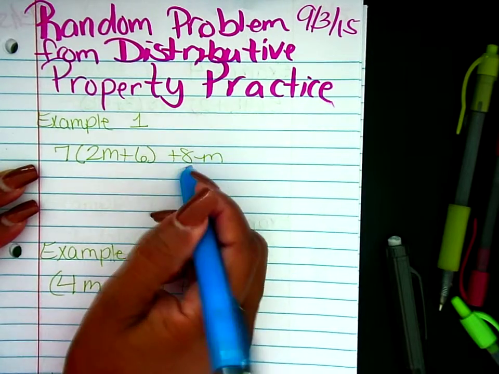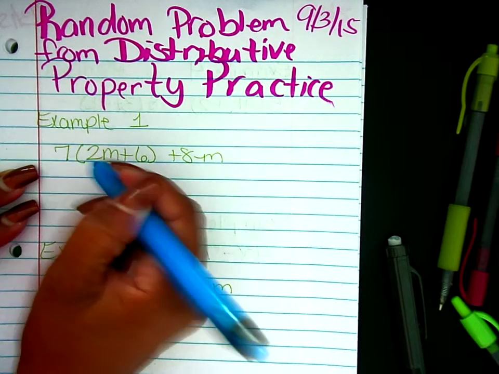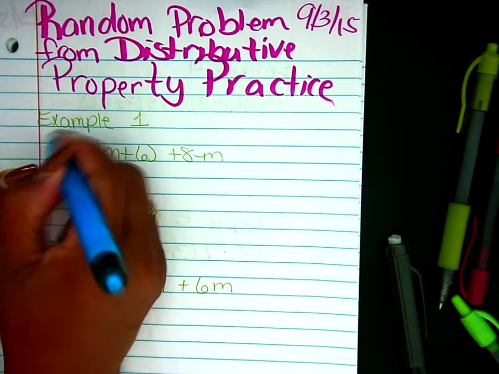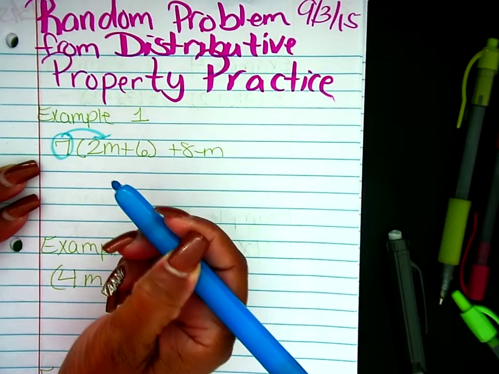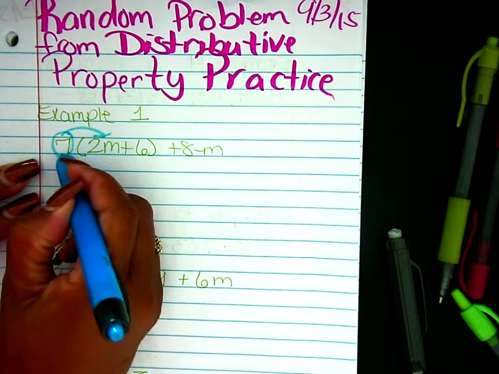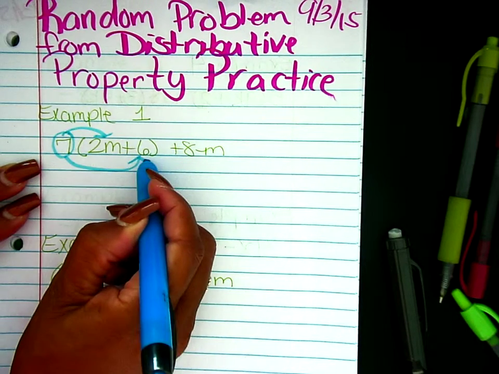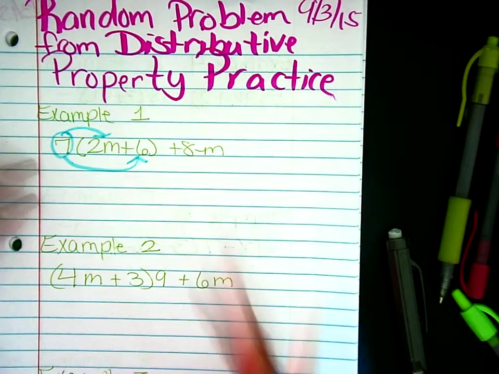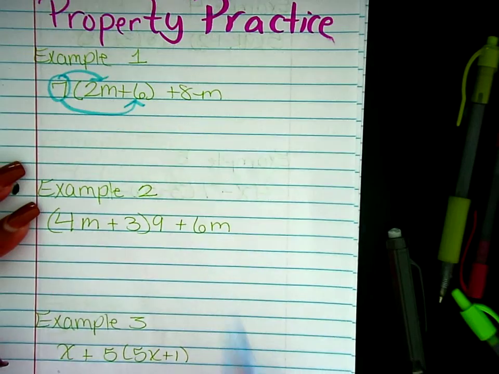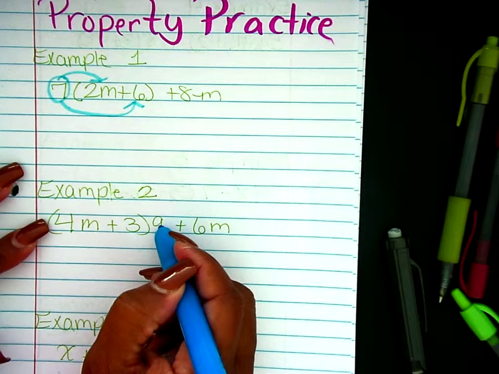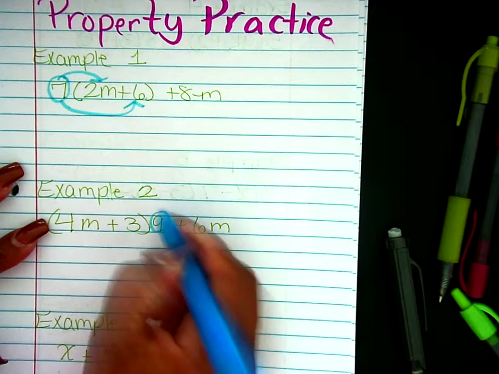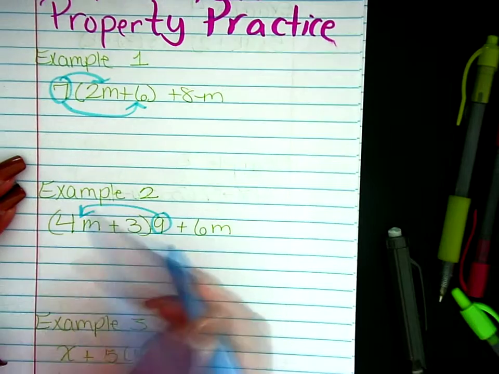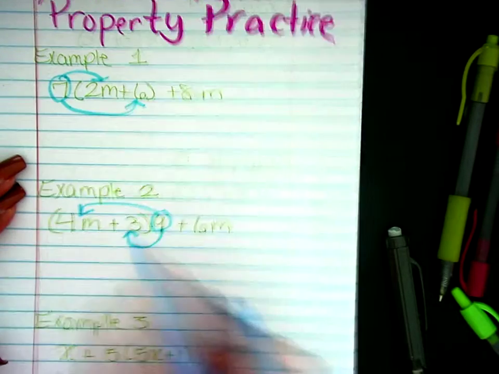In example 1, the 7 is next to the parenthesis. Therefore, I'm going to take that 7 and distribute it to the 2m, and I'm going to do Tanaya's method and go under here and distribute it to the second term. Okay, that's what I'm distributing. Example 2, the 9 is on the right-hand side of the parentheses, but it's still multiplication because it's next to it. So I'm going to multiply the 9 times the 4m, and also times the plus 3.